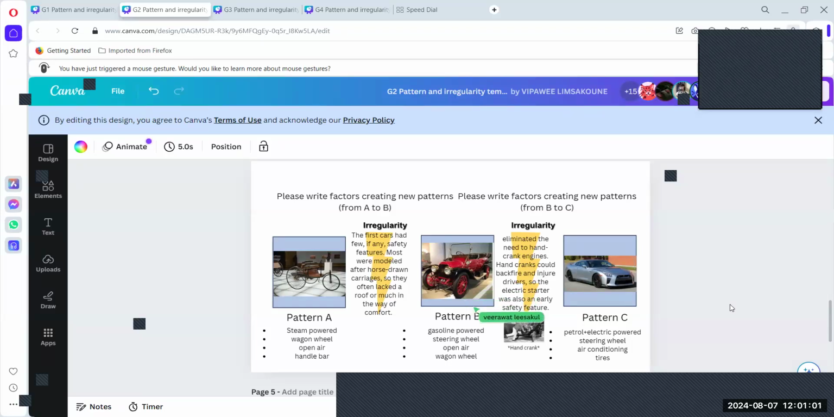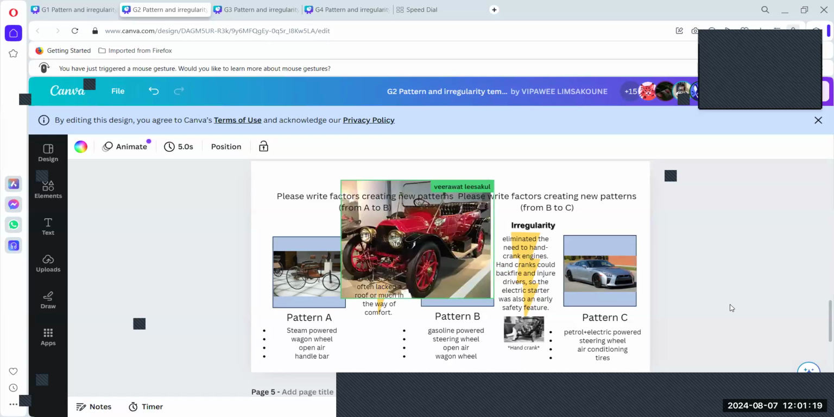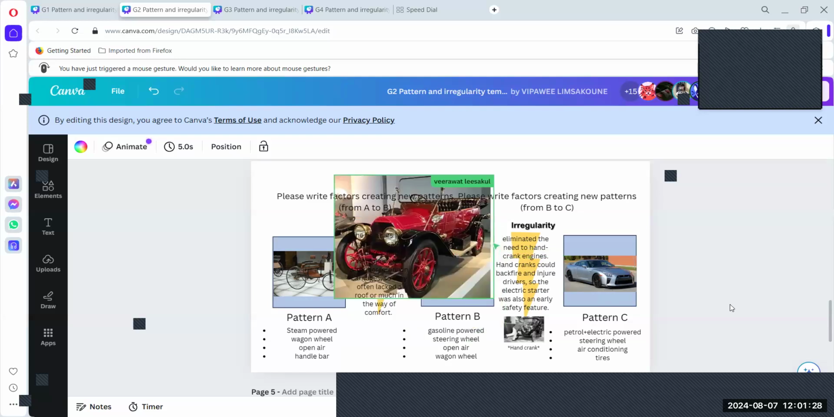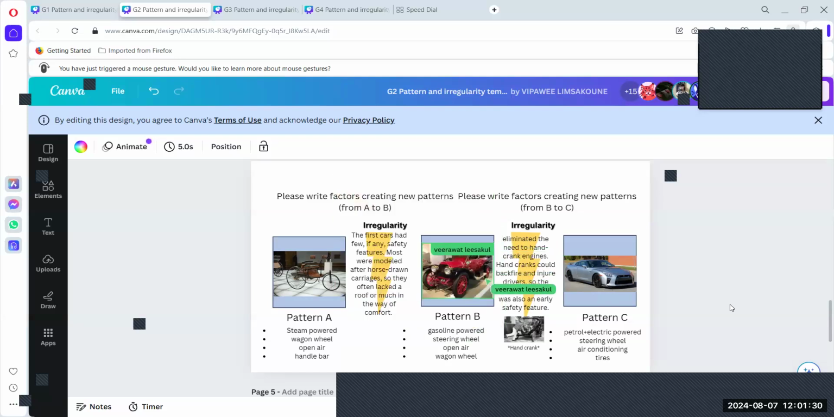So in pattern B, as you can see, it got improved quite a lot. It has a light on the front. It has four wheels. Also, it's still a wagon wheel, but there's rubber on it already. And the car seems to be more comfortable. There's a leather chair and also a roof on the back. Okay, so it's still open air, but it's more comfortable than pattern A.